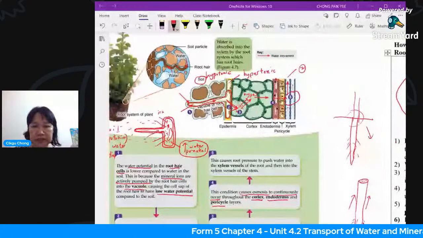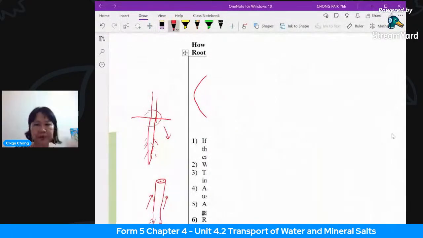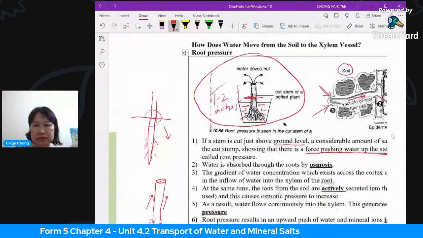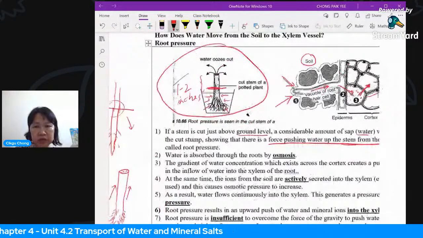Okay, so you can see here. Sorry. So this is what just now, all these words, okay, same thing here.